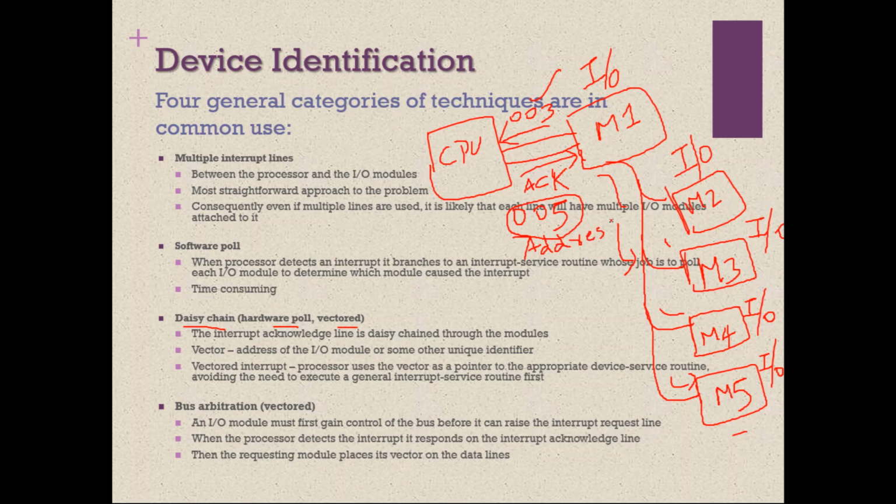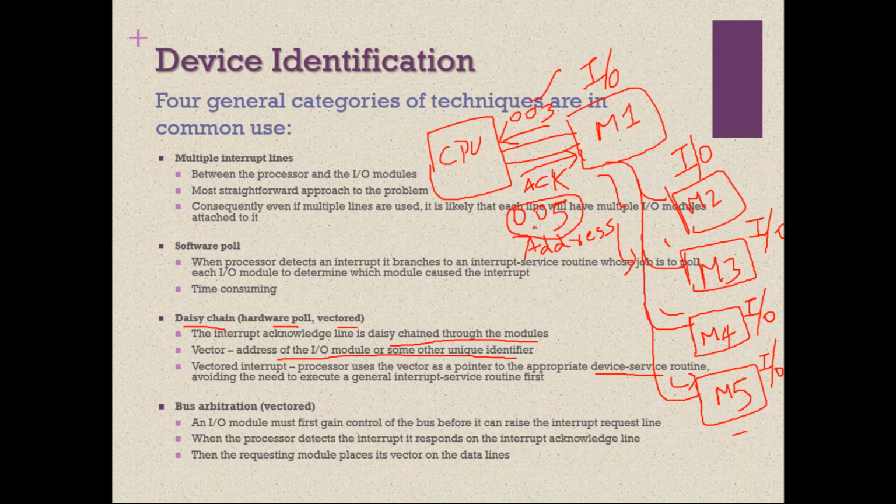A vector is a unique number to identify that device. So it is otherwise called a vectored interrupt. The interrupt acknowledgement line is daisy chained through the modules. The vector, that is the address of the IO module or some other unique identifier, will be passed by the IO module back to the CPU.